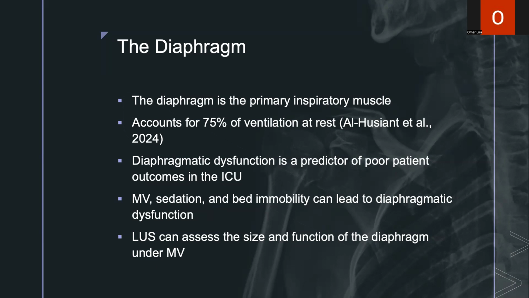Diaphragmatic dysfunction is a predictor of poor patient outcome in the ICU. Mechanical ventilation, sedation, and bed immobility can lead to diaphragmatic dysfunction. Lung ultrasound can assess the size and function of the diaphragm under mechanical ventilation, however, it has only recently been introduced to assess the size and function of the diaphragm.